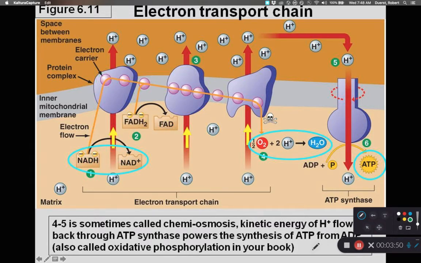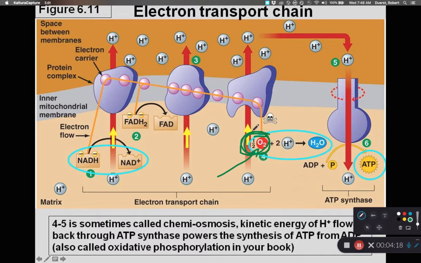Ultimately, they want to go to the lowest possible energy state. The lowest energy state is the most stable energy state. And that most stable energy state is when they bind to something that is highly electronegative or has a high propensity to attract electrons towards its nucleus. And in this context, we use oxygen. Oxygen is highly electronegative and has a strong attraction for electrons.